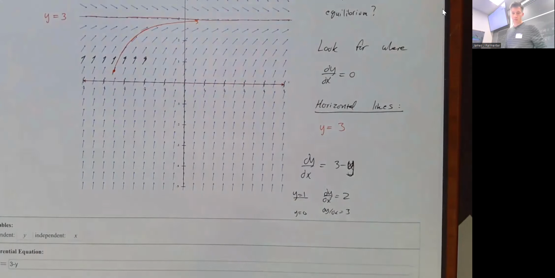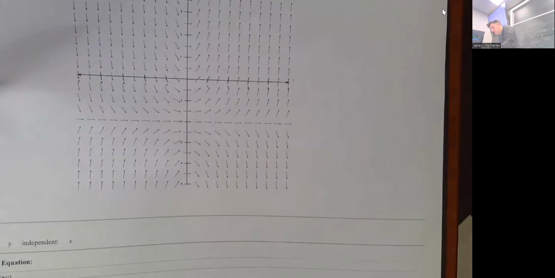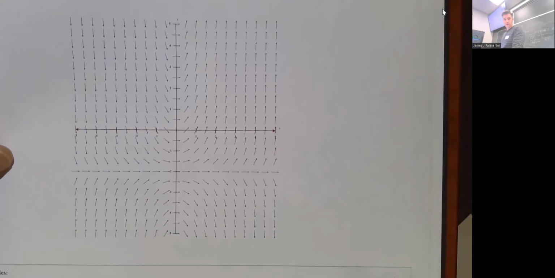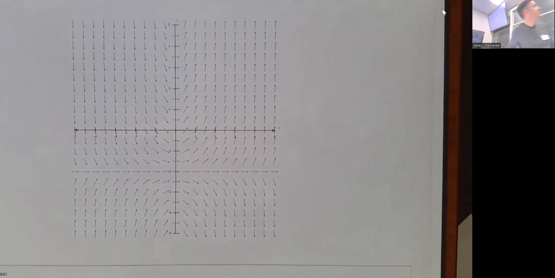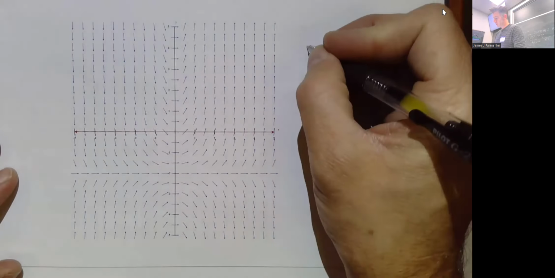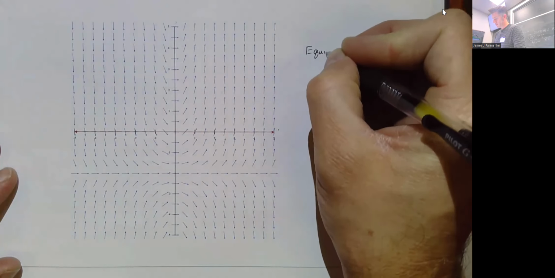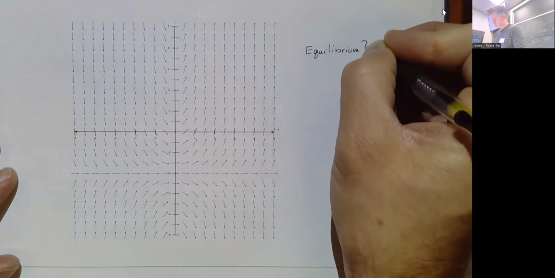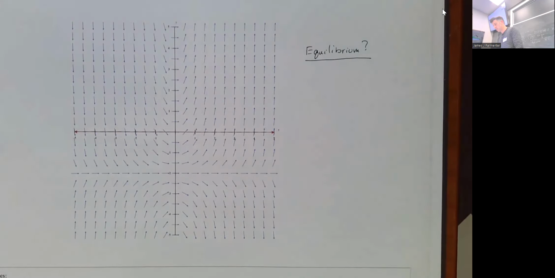Okay, let's look at one more. Let's look at this direction field here. And I think you can read it. So I want you all to try to identify on your own for a second, where might I have an equilibrium? I see one line of equilibrium for sure. Anyone want to venture a guess?